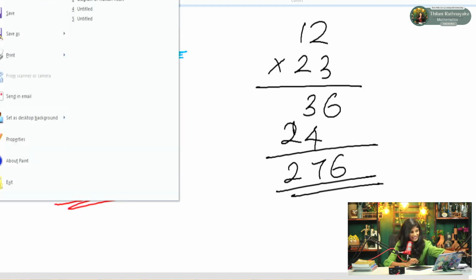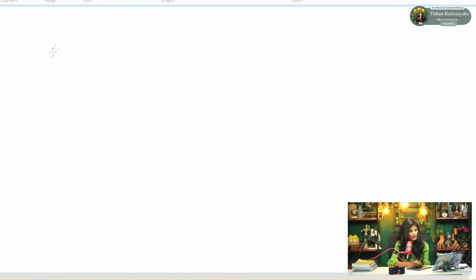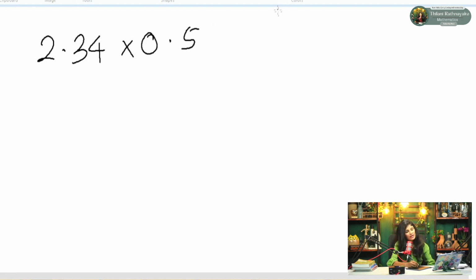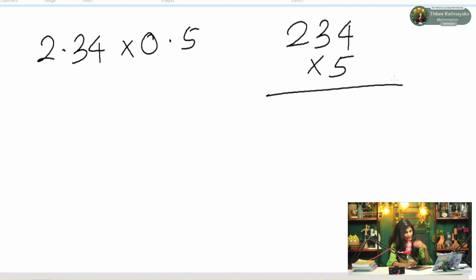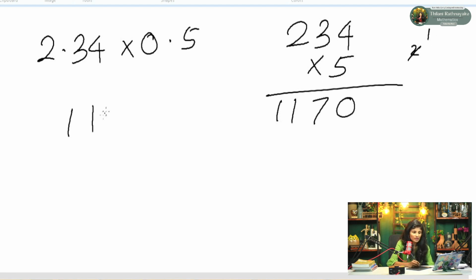Okay, the next question. 2.34 multiplied by 0.5. Okay, so let's do it. What I'm going to do is 234 multiplied by 5. After that we will keep the decimal places. Okay. So 5 times 4, 20, 2 is remaining, 5 times 3, 15, 15 plus 2, that is 17, again 1 is remaining, 5 times 2, 10, 10 plus 1, 11. So this is our answer.